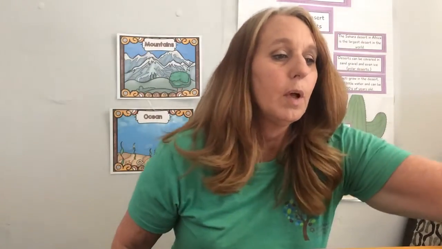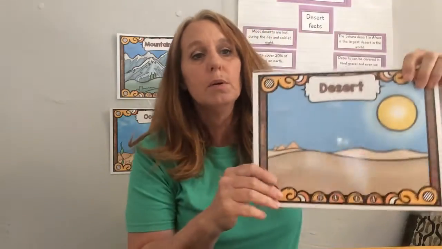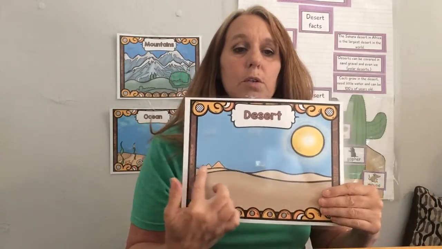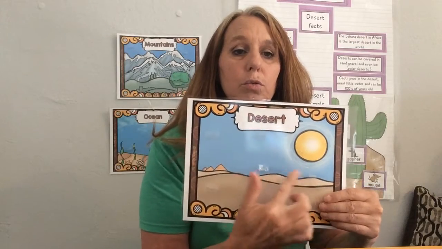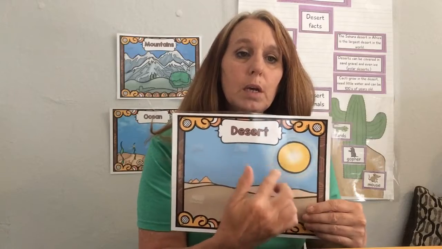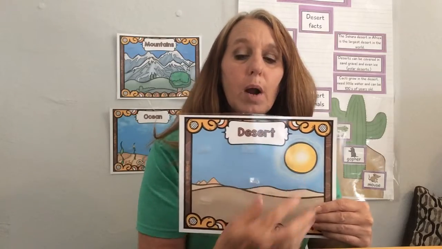Now, I'm going to play a little game with you. It's about what goes in the desert. So here's a picture of the desert. You can see the big sandy dunes, some big sand pyramids back there, the big hot sun, and the bright blue sky.